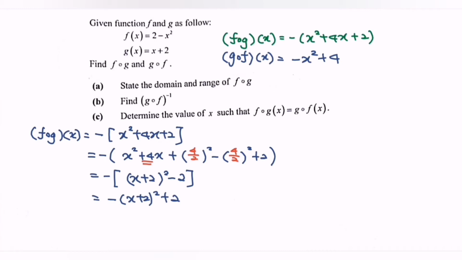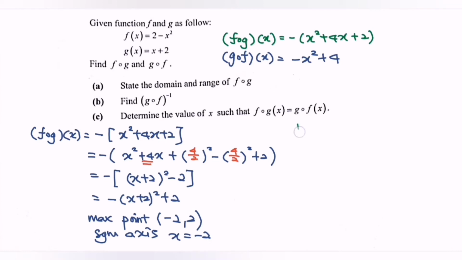Since the value of a is negative, which is a less than 0, we will have an n-shaped graph, which has a maximum point. So the maximum point is (negative 2, 2). Based on this, we have the symmetrical axis, which is x equals negative 2. So kindly refer to the question.